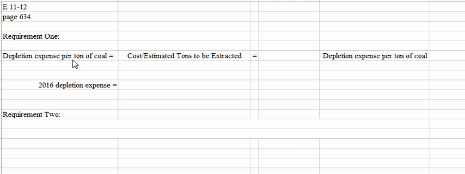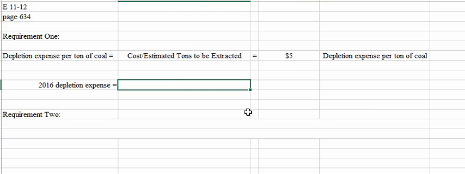Well, the first thing I would like to do for requirement 1 is calculate our rate. That's depletion expense per ton of coal. So what we'll do is take the cost divided by the estimated tons to be extracted. So that's going to be 4,500,000 divided by, we expect to remove 900,000 tons over the life of the mine. So our depletion expense per ton of coal is $5.